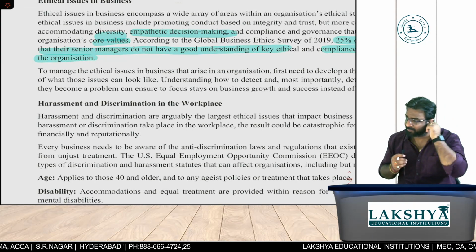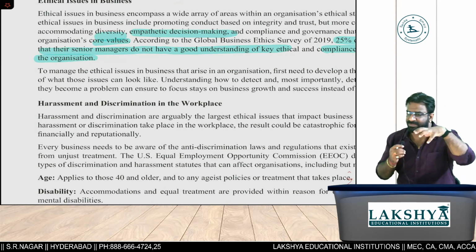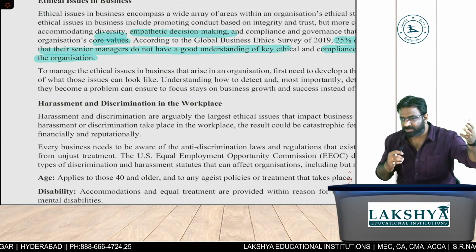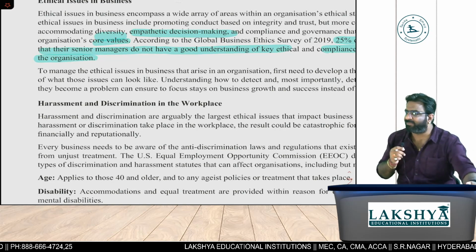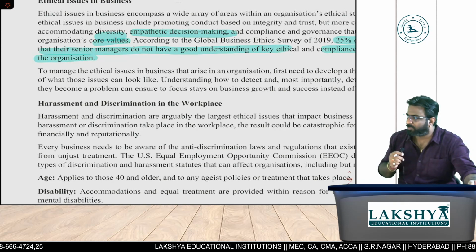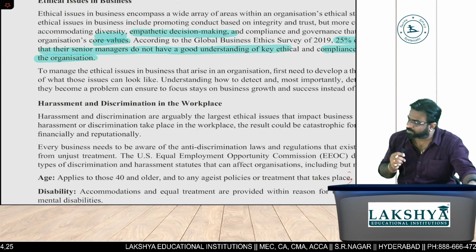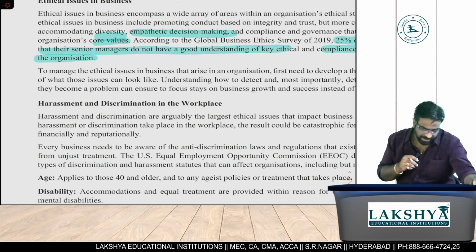At the same point of time, who takes the key decisions of the organization? Top level management. So they also, just because they are at top position, it doesn't mean that they have every right to be unethical. So they also have to be ethical. They also should know the moral values of running a company.